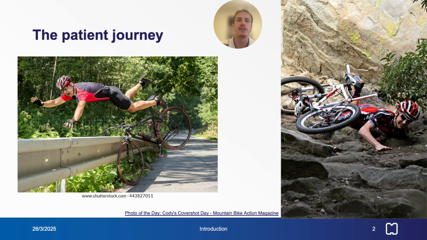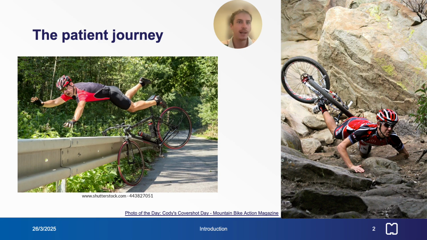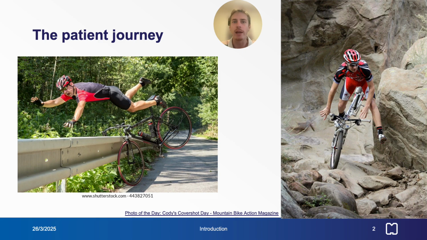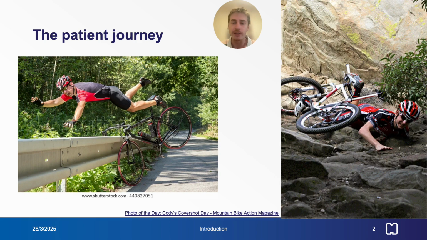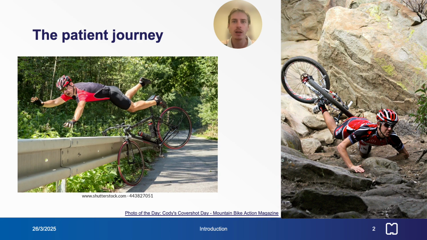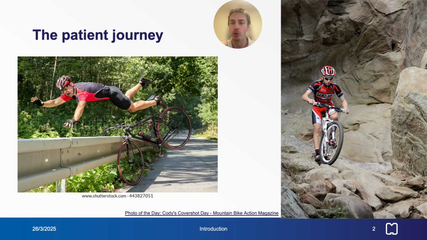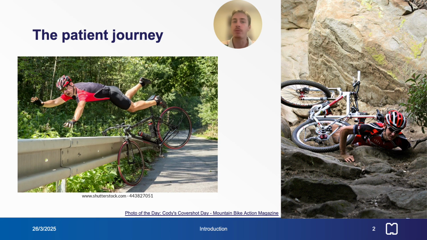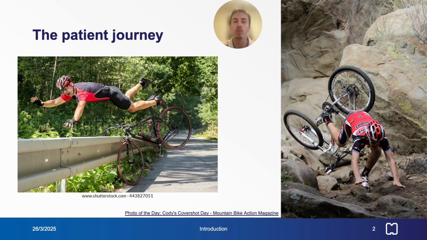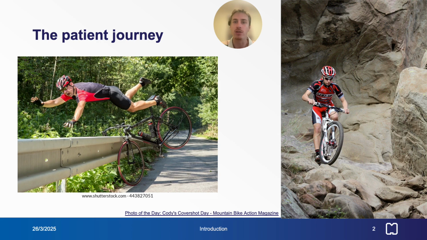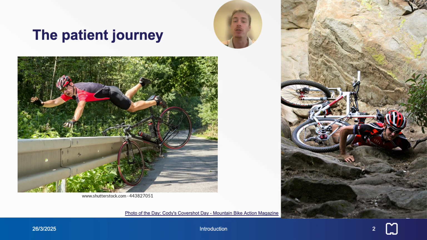So let's go through an example patient journey. Let's say someone's riding their bike, trying to do cool tricks to impress their friends. And then they fall on an outstretched hand, or FOOSH. The patient then presents to the emergency department with pain, swelling, and decreased range of motion in the injured wrist.